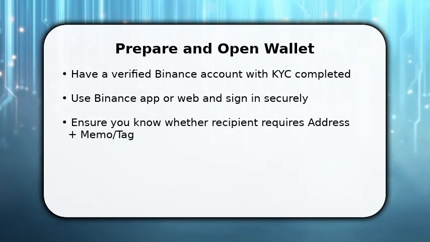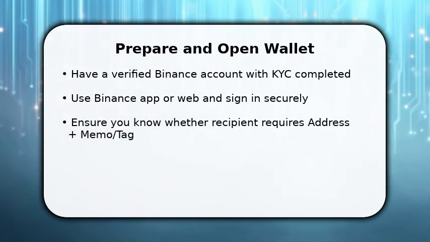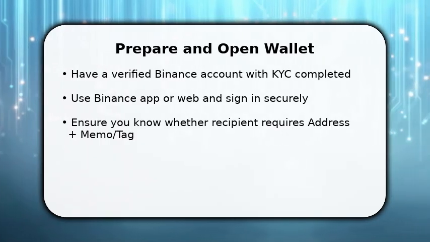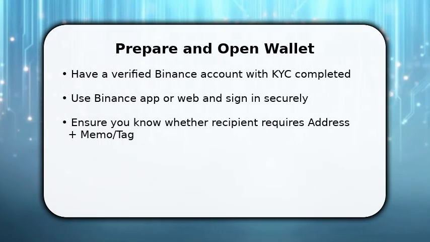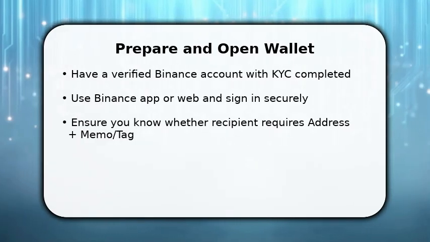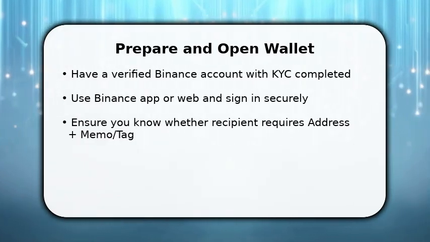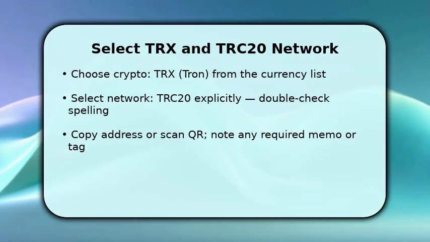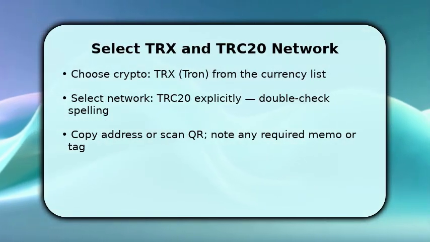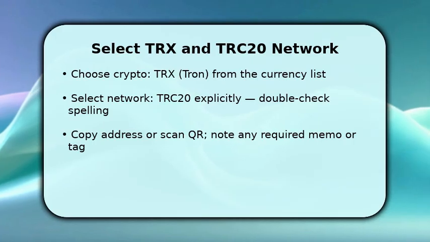Make sure the device and network are secure before continuing, because you're about to expose a deposit address. Once done, be prepared to choose the correct network and copy both address and any provided memo or tag. Now pick TRX as the deposit coin. You'll see a network drop-down, choose TRC20.